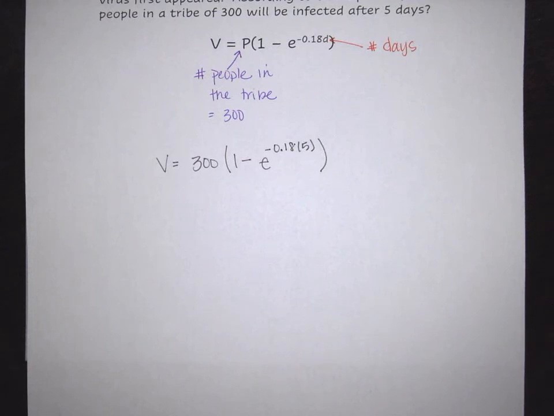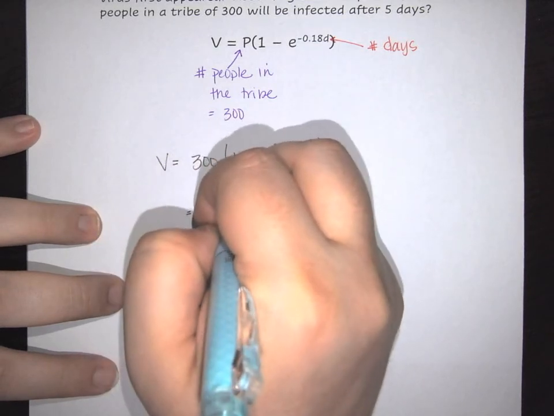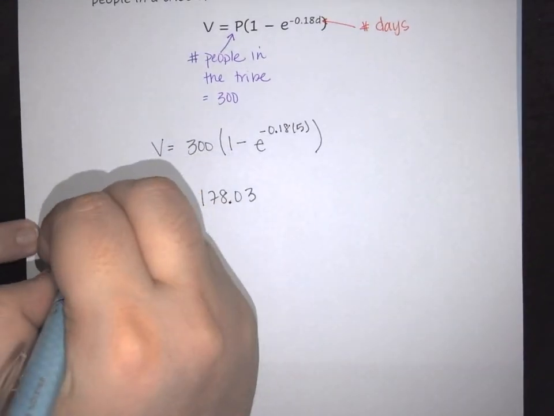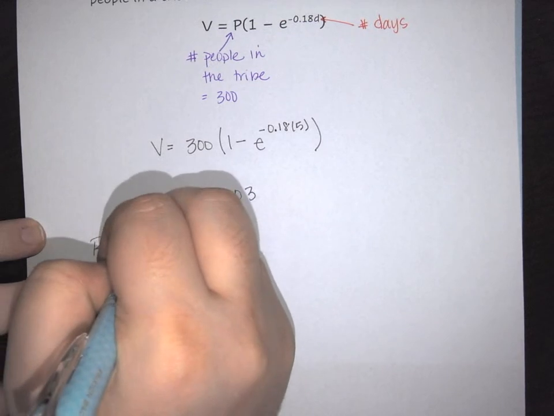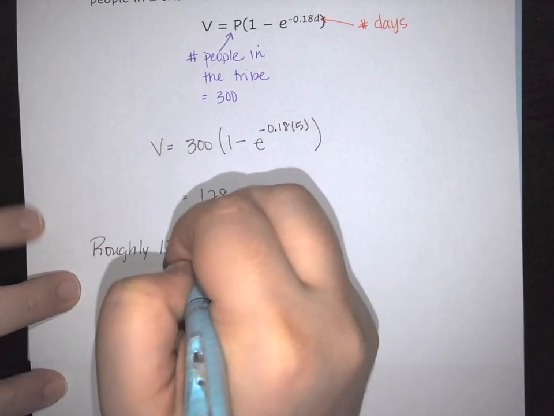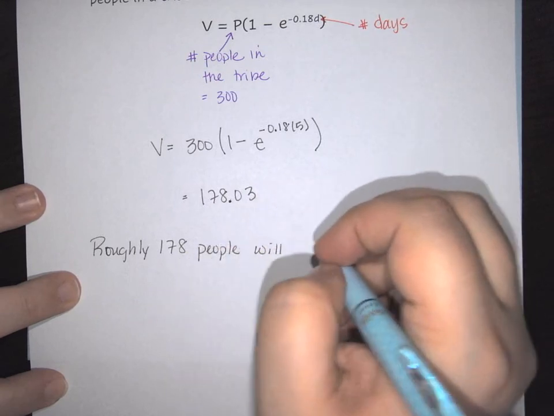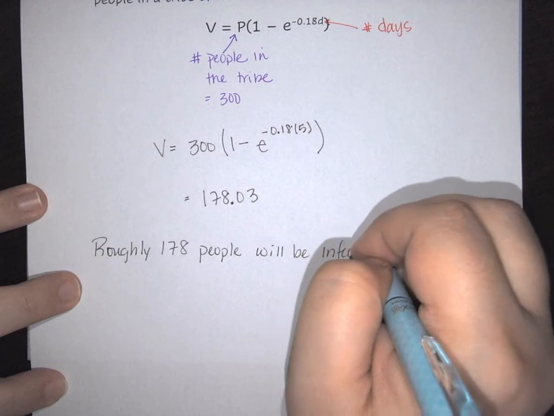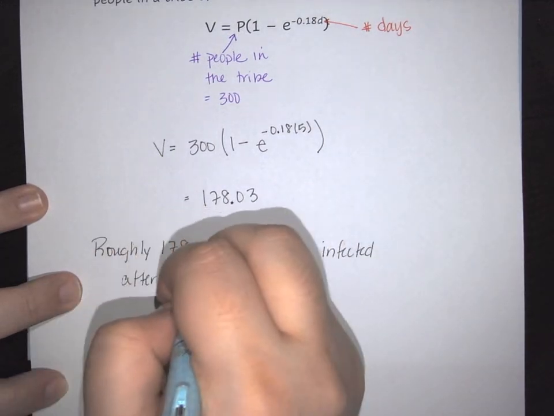Again, you want to work from the innermost part of your problem out, and so here what we're going to end up with is 178.03. So to answer your question, we would say that roughly 178 people will be infected after the 5 days.